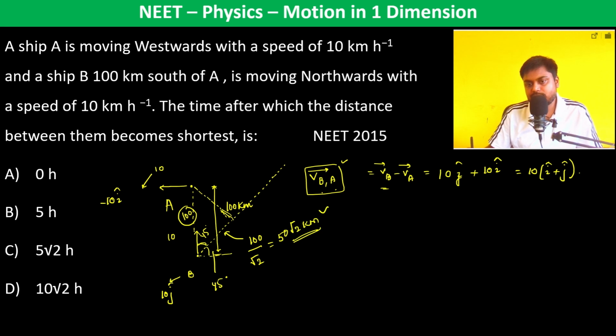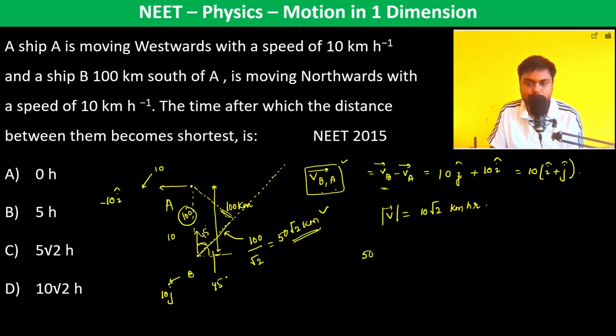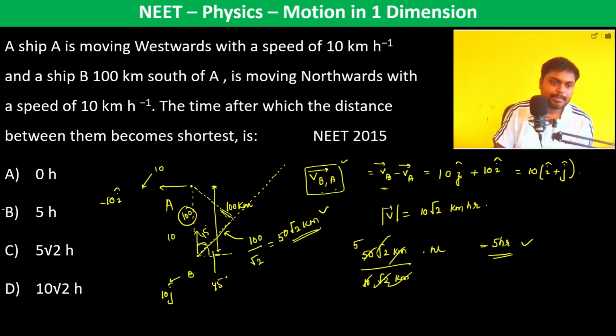And what is the velocity? The velocity's magnitude is 10 root 2 kilometer per hour, because it's 10 root of 1 square plus 1 square. So now the distance which has to be traveled is 50 root 2 kilometer. Velocity is 10 root 2 kilometer per hour. So this is 5 hours. Therefore B is going to be the option.